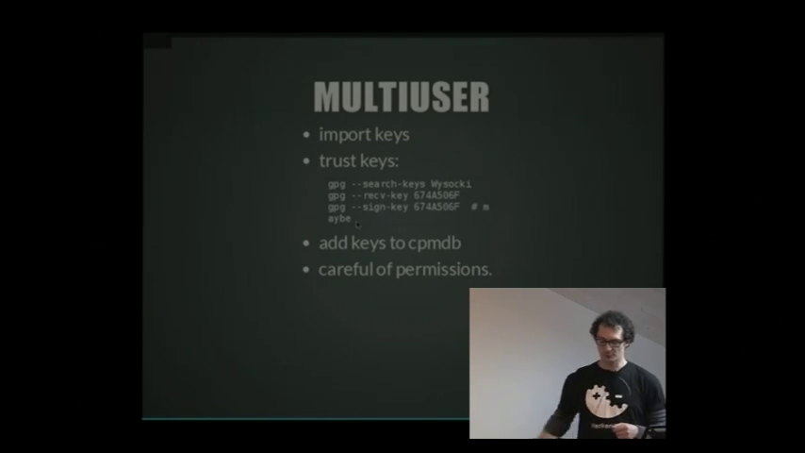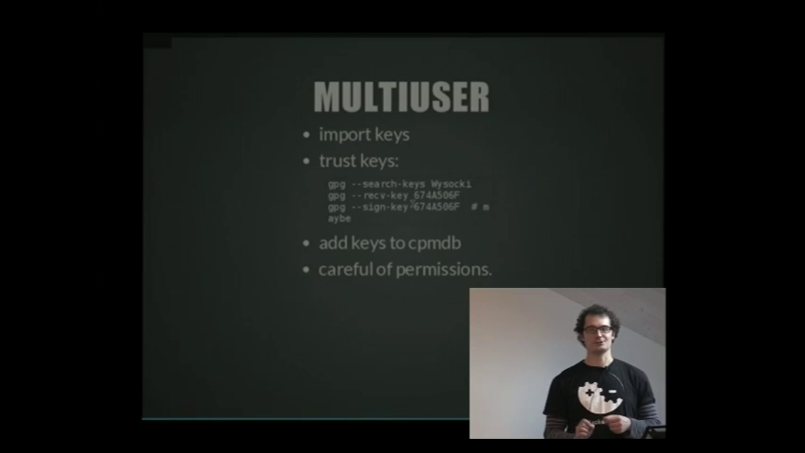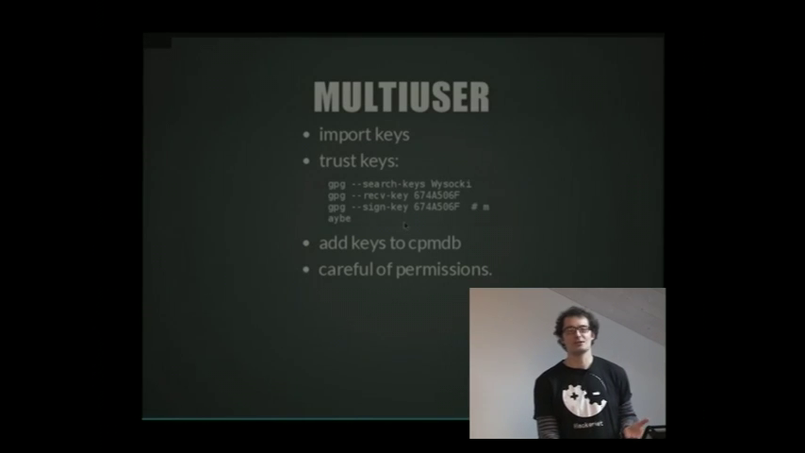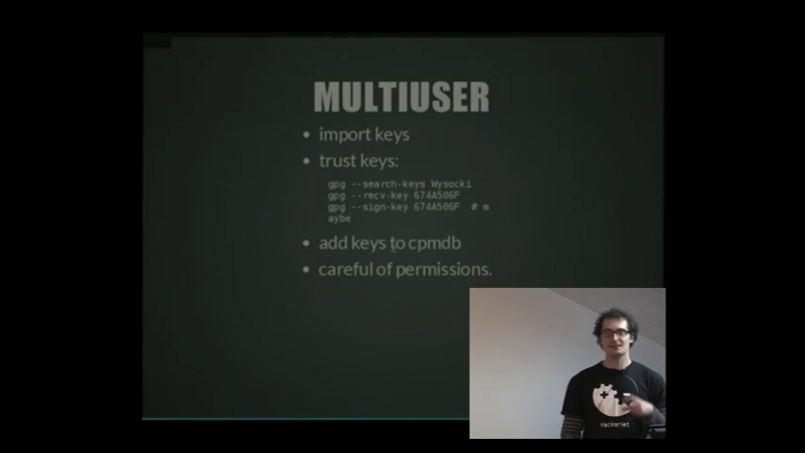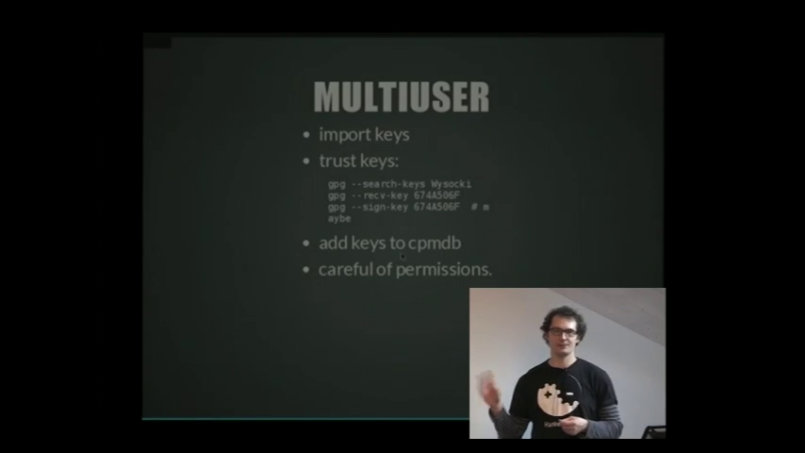It's easy. For example, if you were to share a password with me, first of all, you'd find my key, or the key that you want to share with, and then you would receive that key, and then you would sign it and set trust to that key. The trust could be marginal, just as long as it's more than unknown. And then you add that key to CPM-DB, and you save it. The only thing you have to be careful of is the permissions of the CPM-DB, because that is a file that's shared and writable by everybody who has access to it.